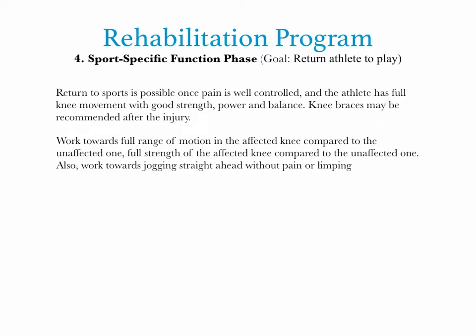So the fourth phase of the rehabilitation program is the sport-specific function phase, whose goal is to return the athlete to play. Return to sports is possible once pain is well controlled and the athlete has full knee movement with good strength, power, and balance. Knee braces may be recommended after the injury. Work towards full range of motion in the affected knee compared to the unaffected one. Full strength of the affected knee compared to the unaffected one. Also, work towards jogging straight ahead without pain or limping.